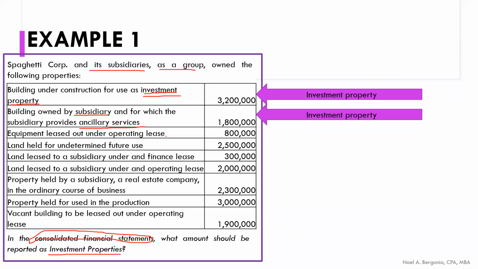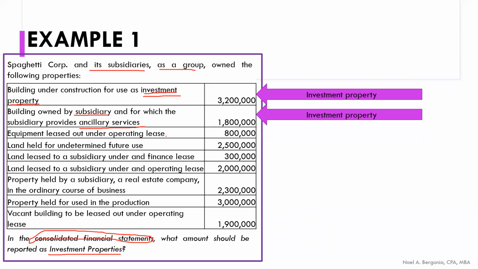So this will be presented in the financial statement as investment property. But pag sinabing significant yung ancillary services, then ilalagay na natin siya as property, plant, and equipment.